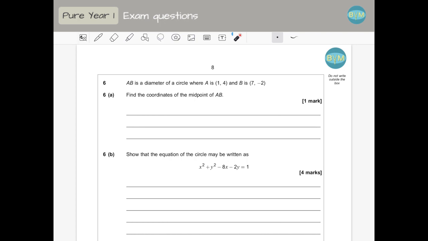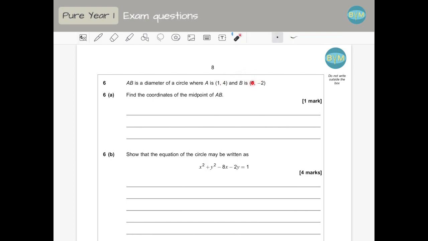Hello, this is question 6 on your June 2022 paper 1 from AQA, the AS paper. AB is the diameter of a circle, A is this point, B is this point. We have to find the coordinates of the midpoint. Remember, we are doing the average between coordinates.